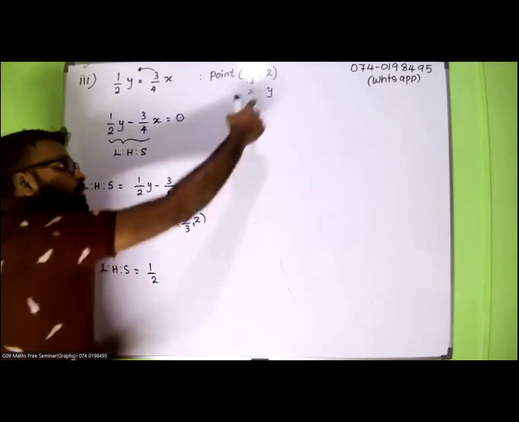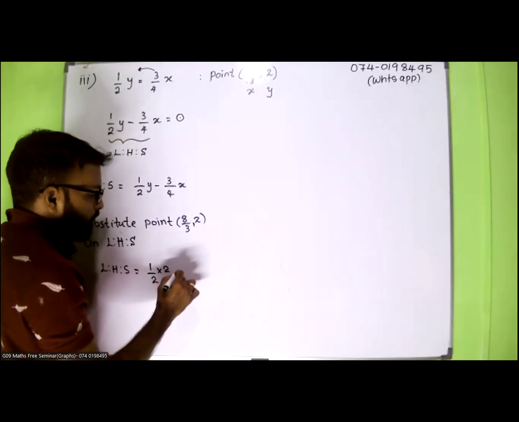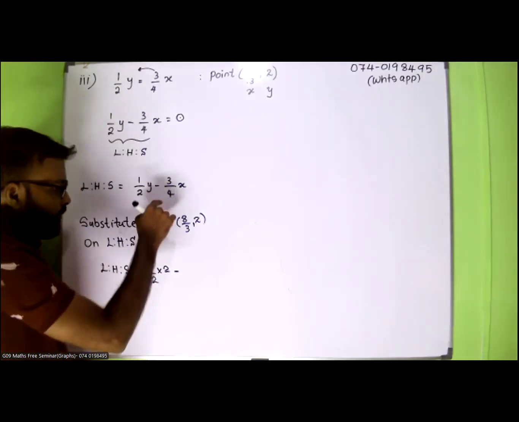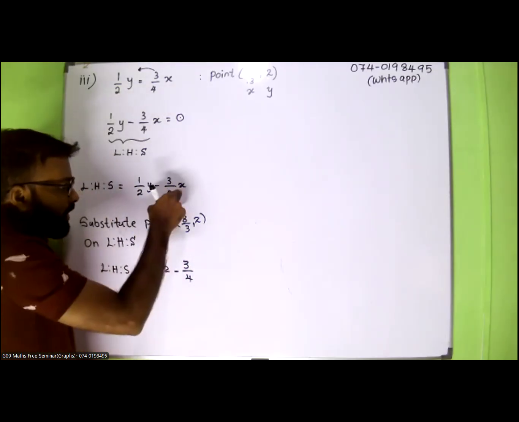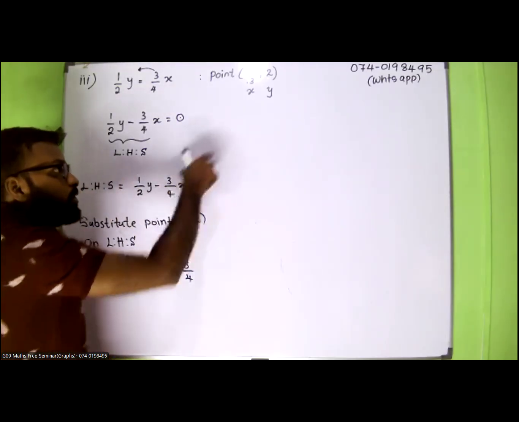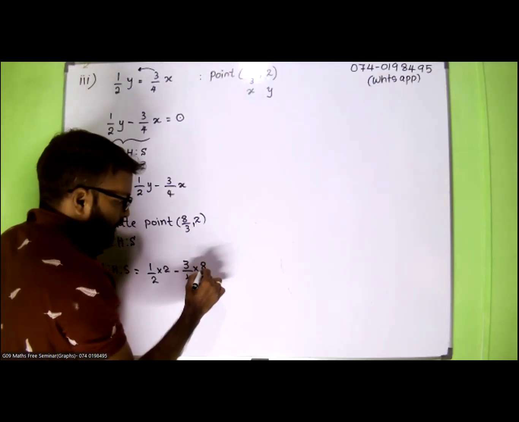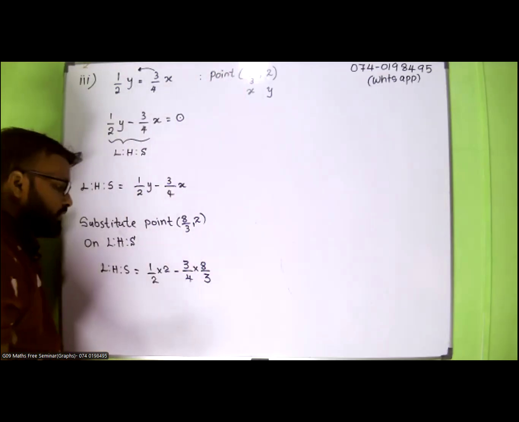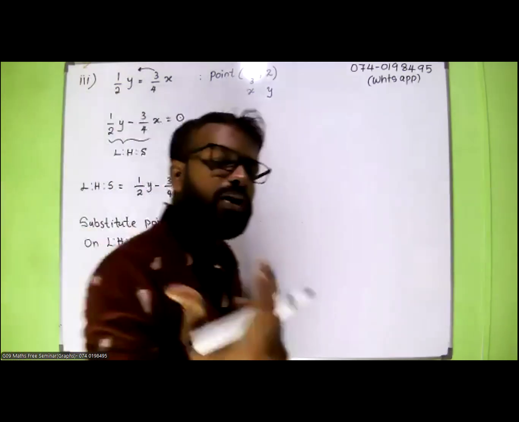Instead of y, I am going to substitute 2. Multiply by 2 minus 3 upon 4. Instead of x, I am going to substitute 8 upon 3. Multiply 8 upon 3. Now, numerators and denominators, we can simplify them, right?